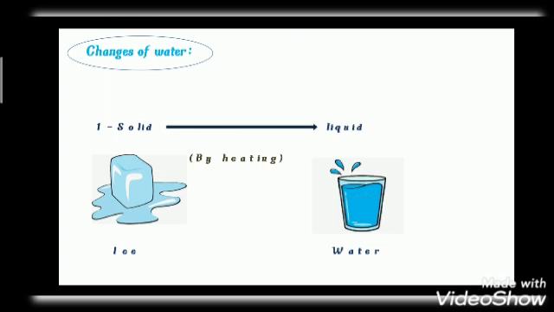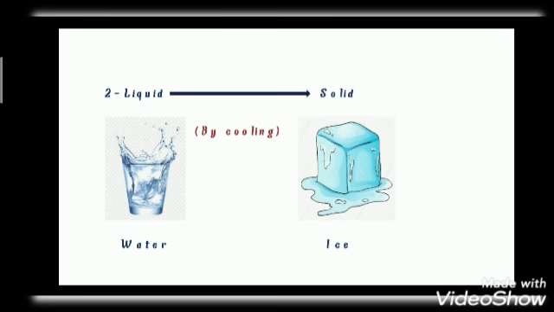Solid to liquid by heating. Super. But when we put a cup of water in the freezer, it will be ice. So we make the change from water to ice by heating? No, by cooling.